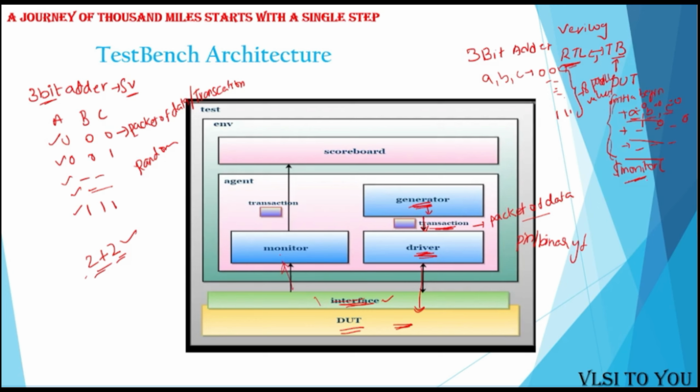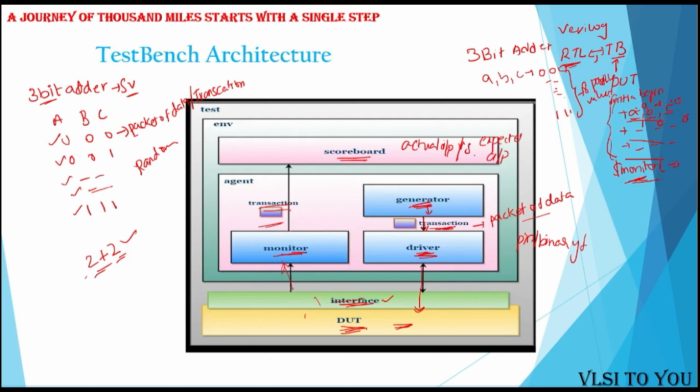Just like what the dollar monitor does in your Verilog test bench, here the monitor will be monitoring all the outputs that are sent by the DUT. Then it will send those transaction packets to the scoreboard. The scoreboard is a place where it will be comparing the actual output versus the expected output.